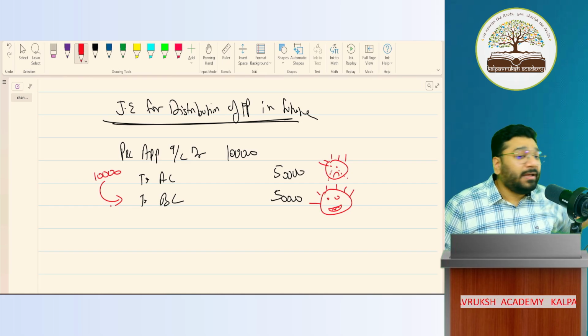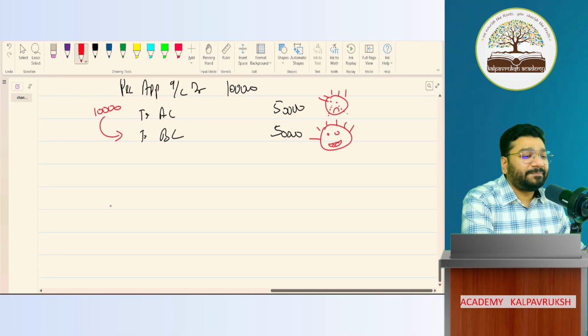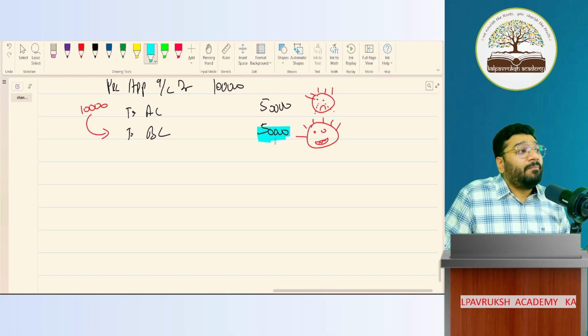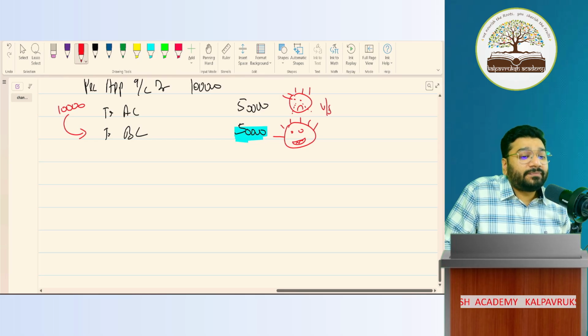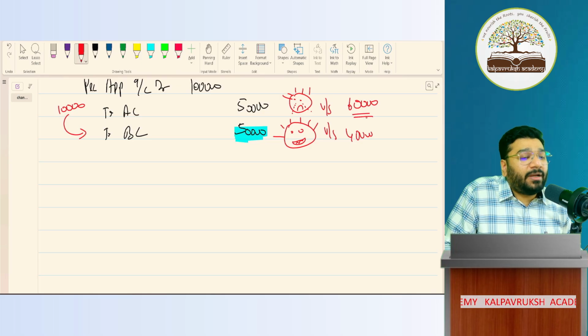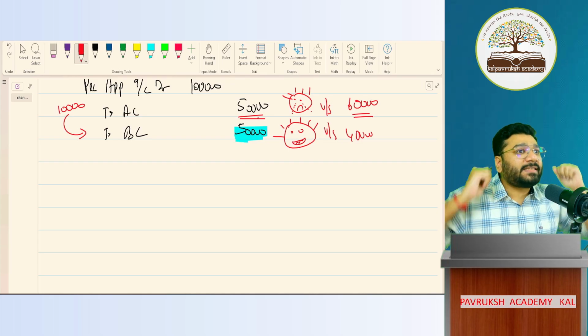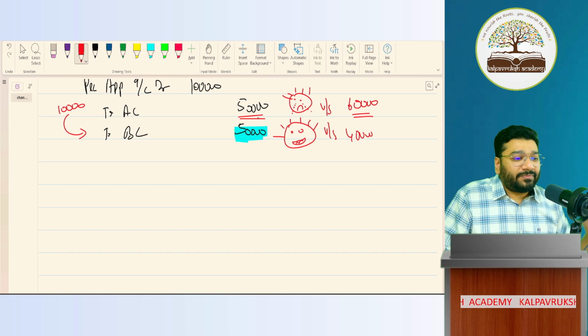Got it? Not got it? Now this will create a problem. To avoid the problem, what entry are we passing? Now listen. How much profit extra has gone to Bala? Bala gets 40. Am I right? What is the correct amount? 60 and 40. Anu is supposed to get 60. But how much did she get? Only 50. Has she got more or less? Less. How much less? 10,000.